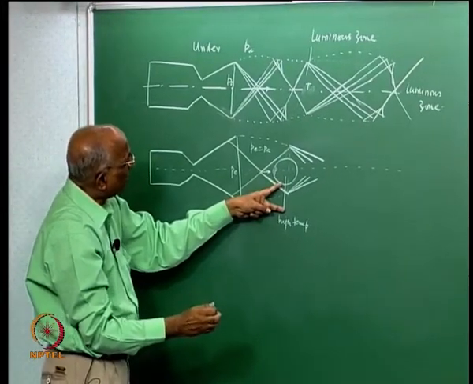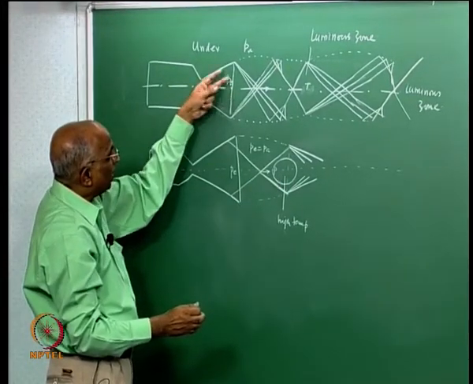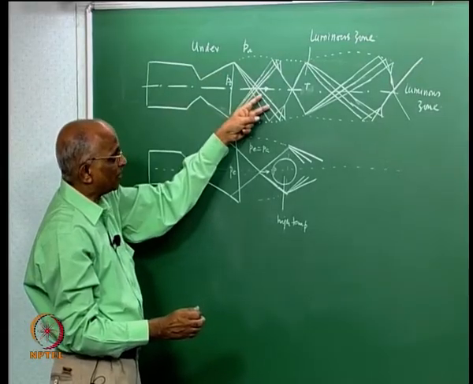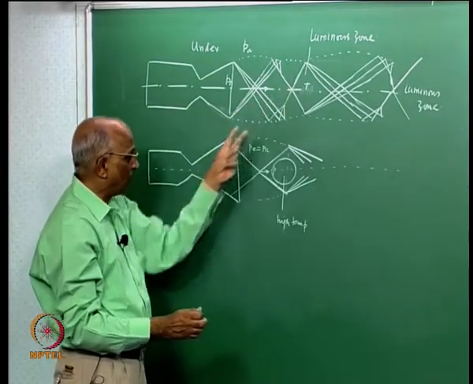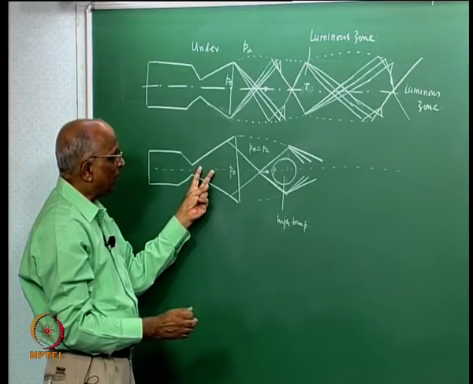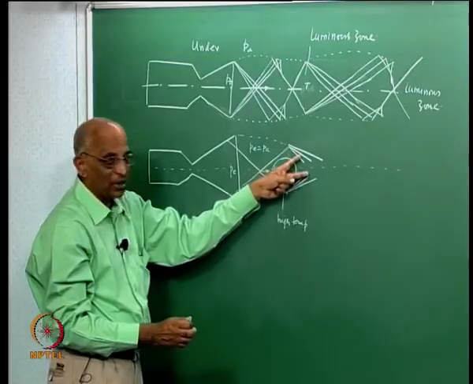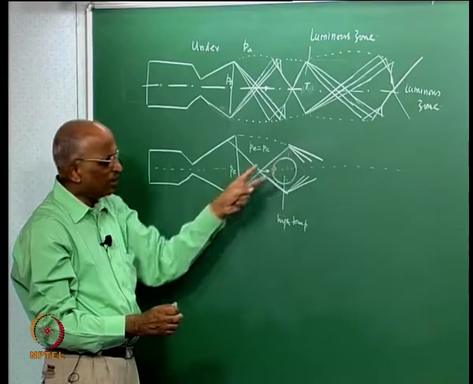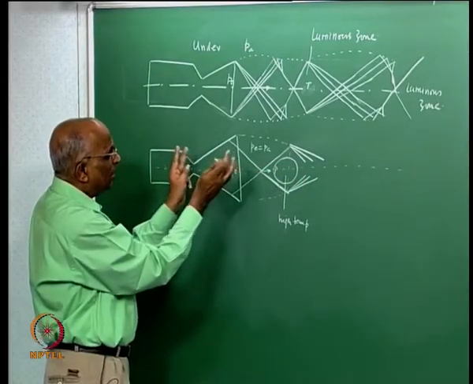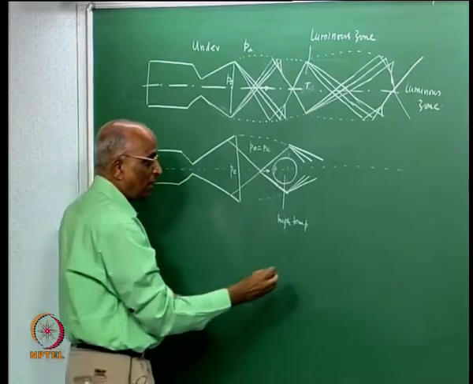Therefore, what is happening in an underexpanded nozzle? I have a set of initial rarefaction fans followed by an oblique shock wave. In the case of an overexpanded nozzle, I have oblique shock waves which thereafter result in the expansion fan. Therefore, there is a distinct change in the plume if I consider a rocket moving up.